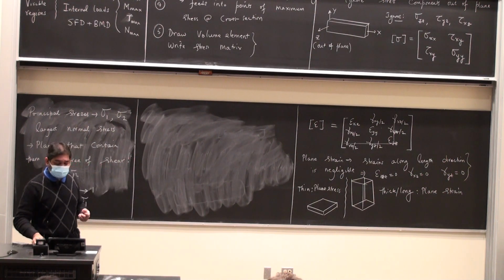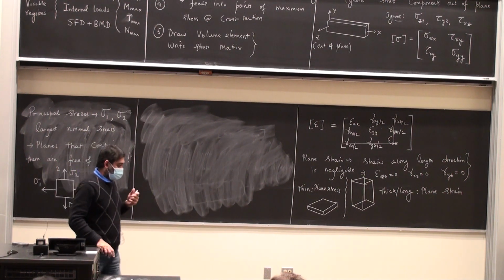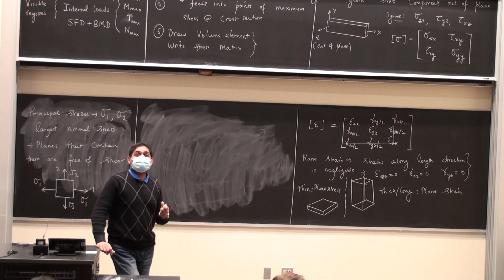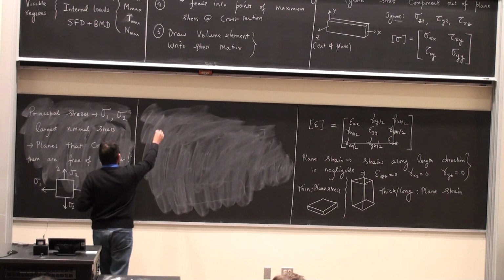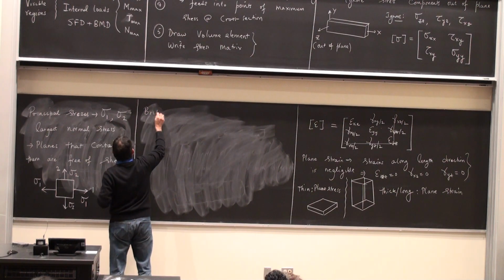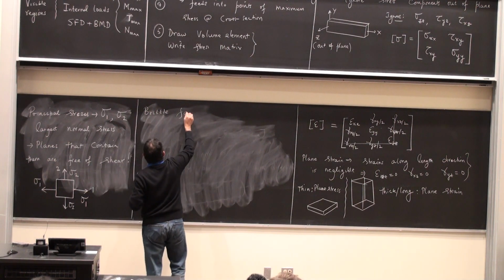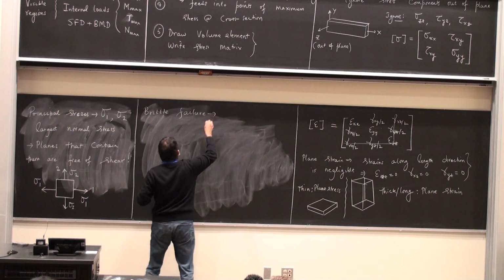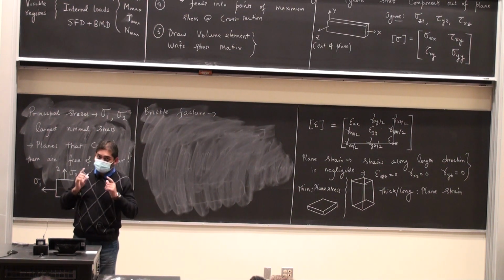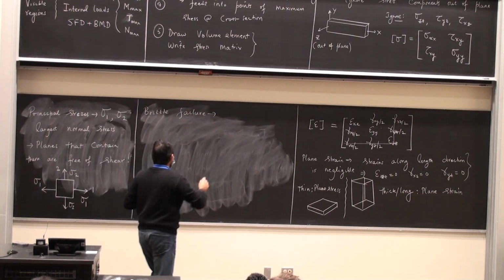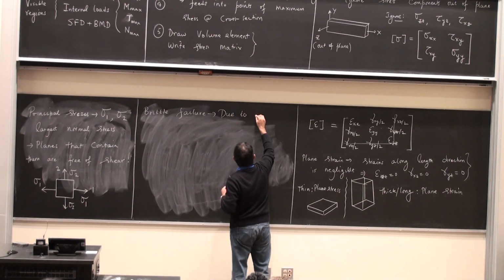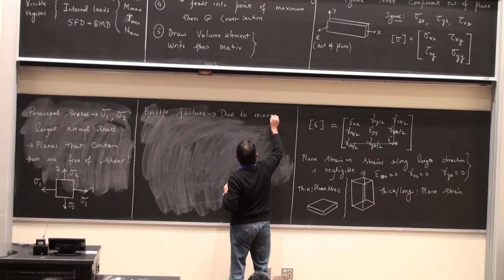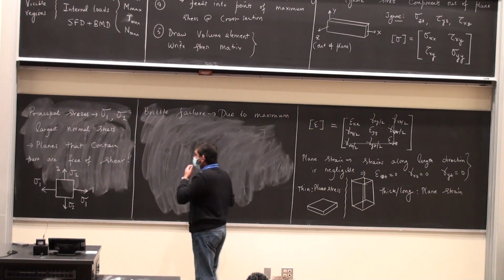I'll tell you the reason for its failure. Experimentally determined, if I have a brittle material, the cause for its failure is tensile normal stresses. So a brittle material fails due to principal stresses, due to maximum normal stresses.